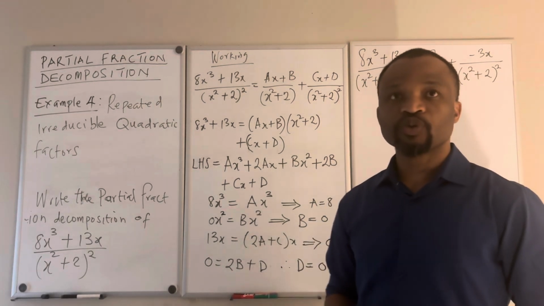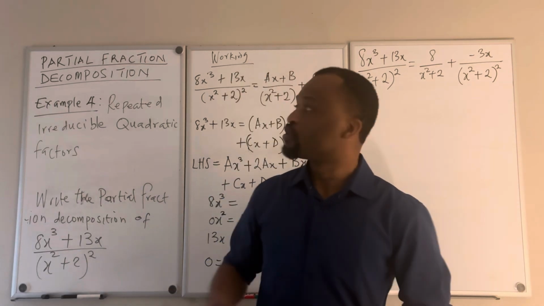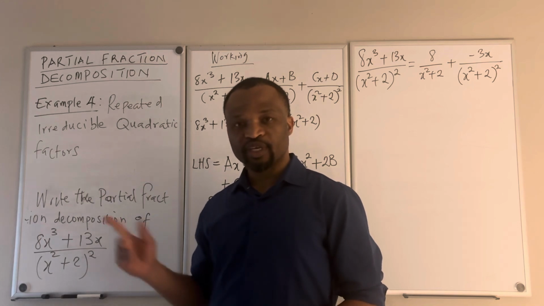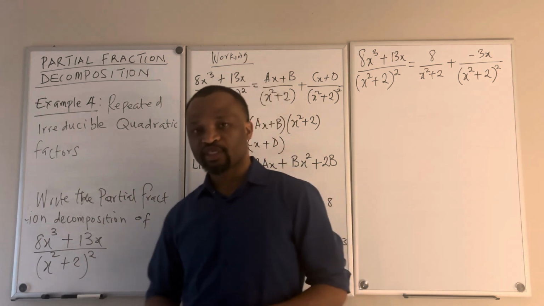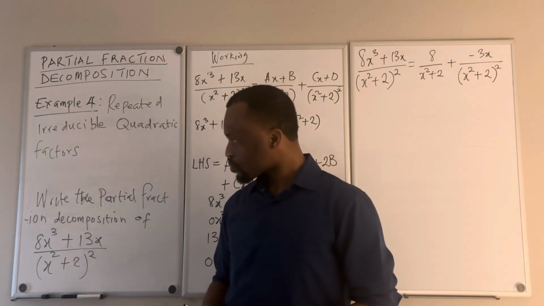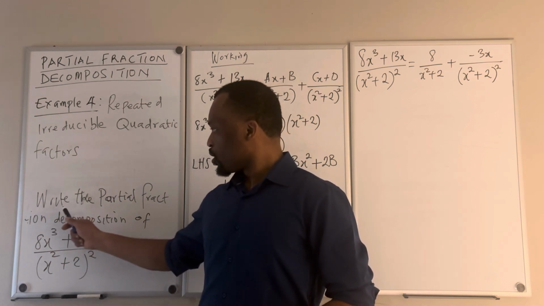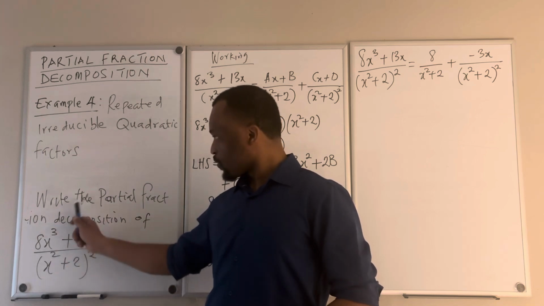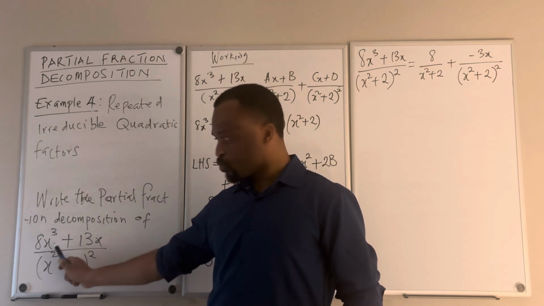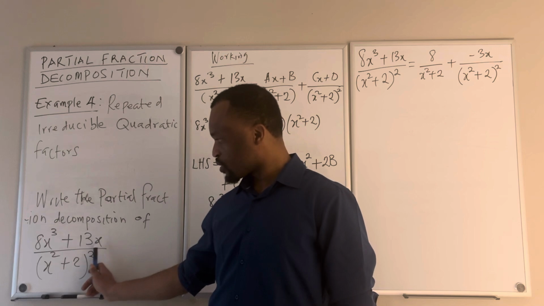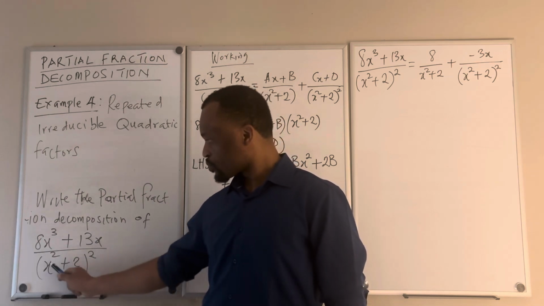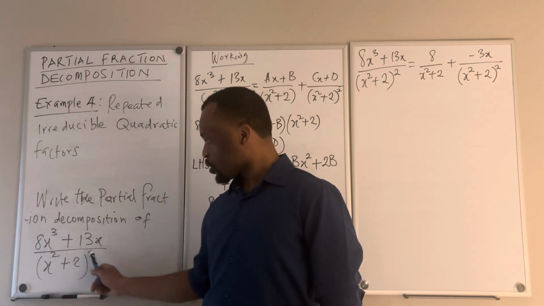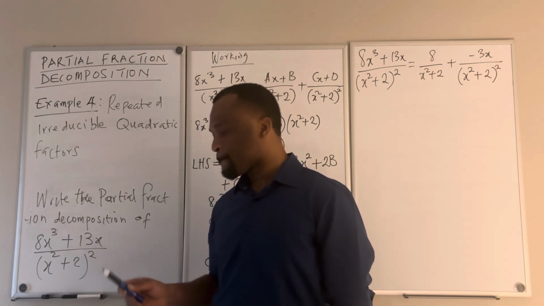In today's video, we'll continue with partial fraction decomposition. Here we'll take our example 4. The problem says: write the partial fraction decomposition of (x^3 + 13x) over (x^2 + 2)^2.